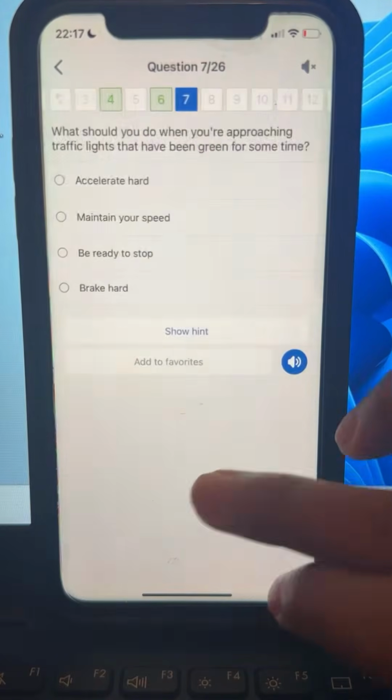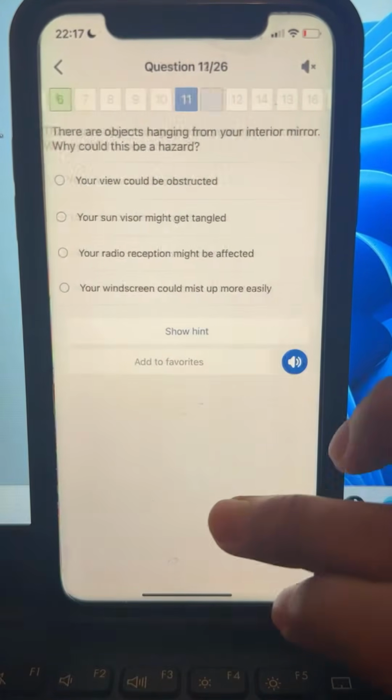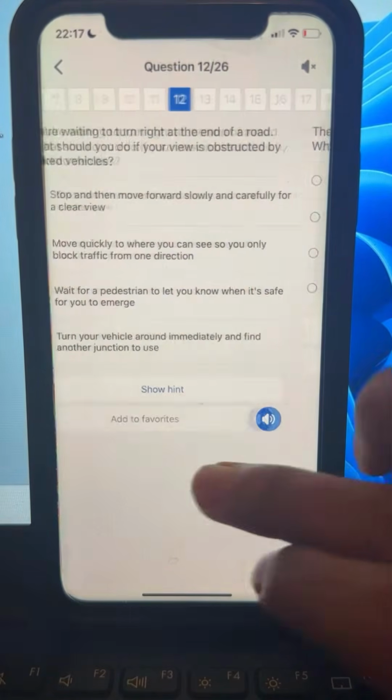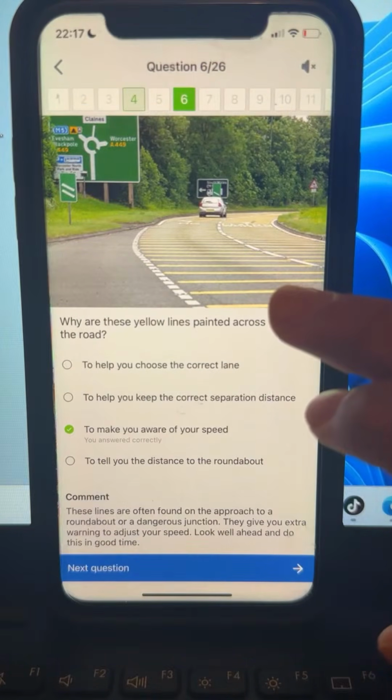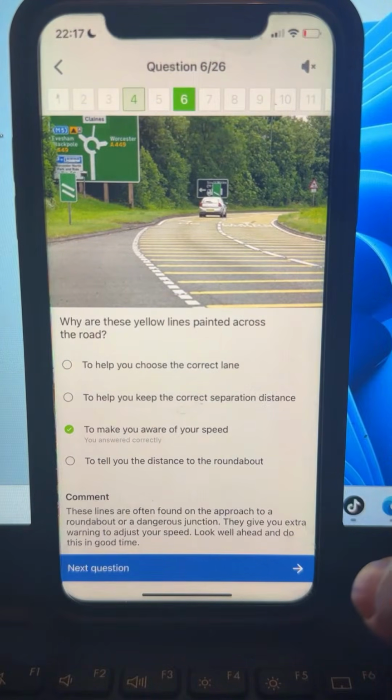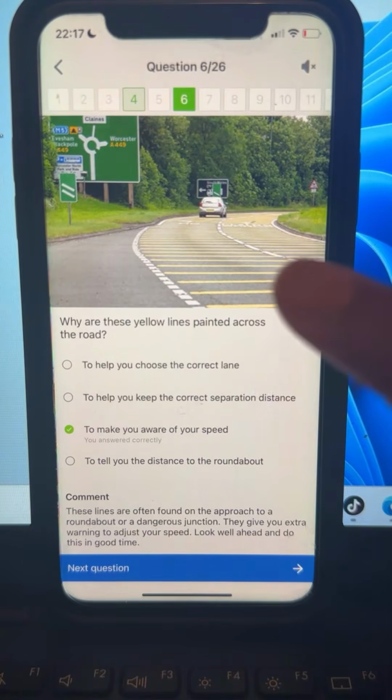I told you guys, remember these rumble devices, they could be yellow color, they could be red color. Most of the people on the real test, they will have a red color picture.